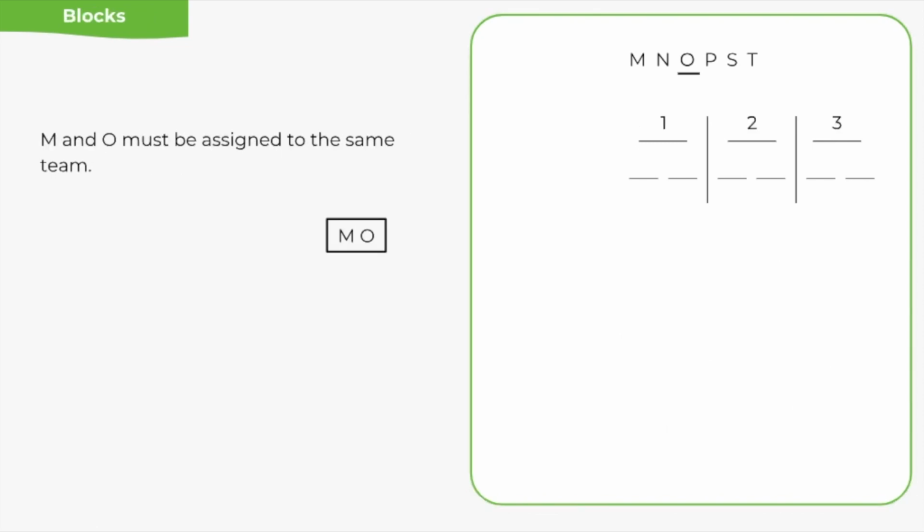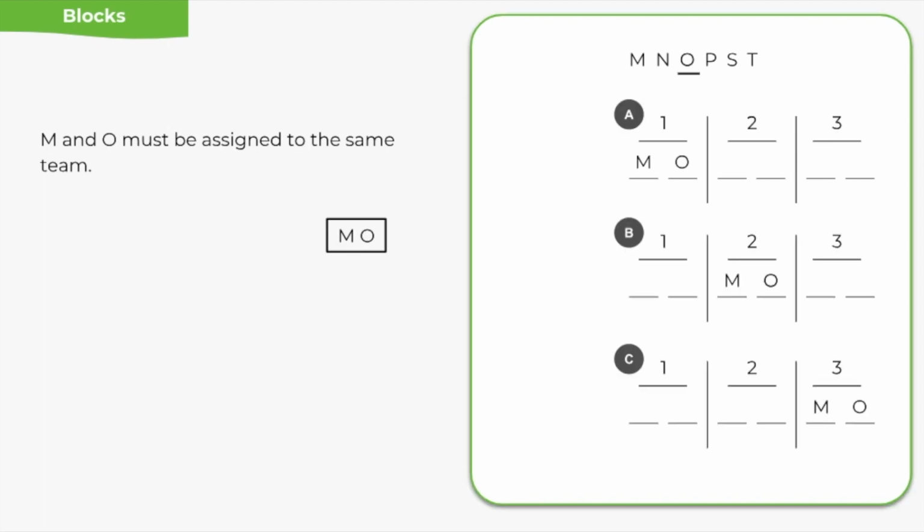But another way you might be able to create a frame is with blocks. So for example, if they told you that M and O had to have been together in that game, and there are only 3 teams, well, there's only 3 places where that block could go. So then you might create frames around placing that block.